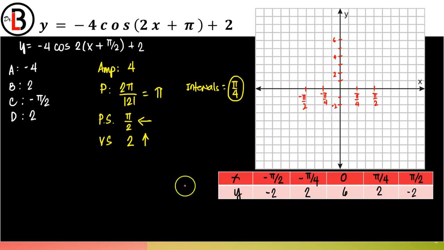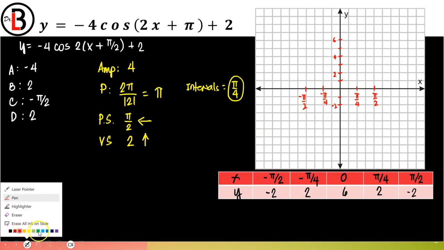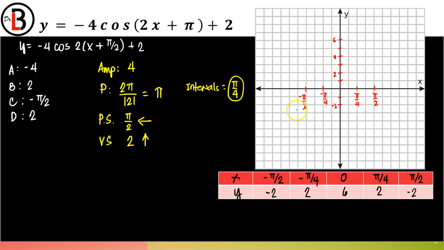Alright. So let's graph. At negative pi over 2, it's negative 2. So in here, negative pi over 4, it's positive 2. And then at 0, it's 6. At pi over 4, it's 2. And then it's negative 2. So the graph would be something like this.